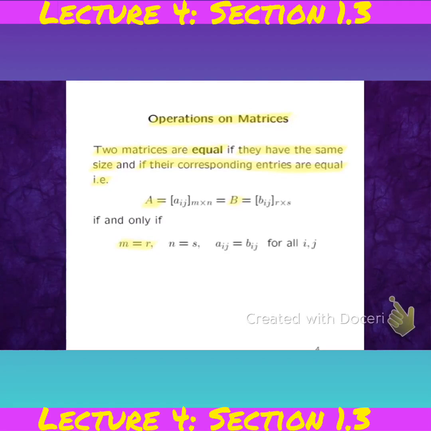Okay, putting that all in words, we need, as I said previously, the number of rows of A and B to be the same, and you need the number of columns to be the same, and also you need the corresponding entries to be the same as well. So the entry in the ith row and the jth column of A needs to be exactly the same as the entry in the ith row and the jth column of B, and that has to be true for all indices I and J.